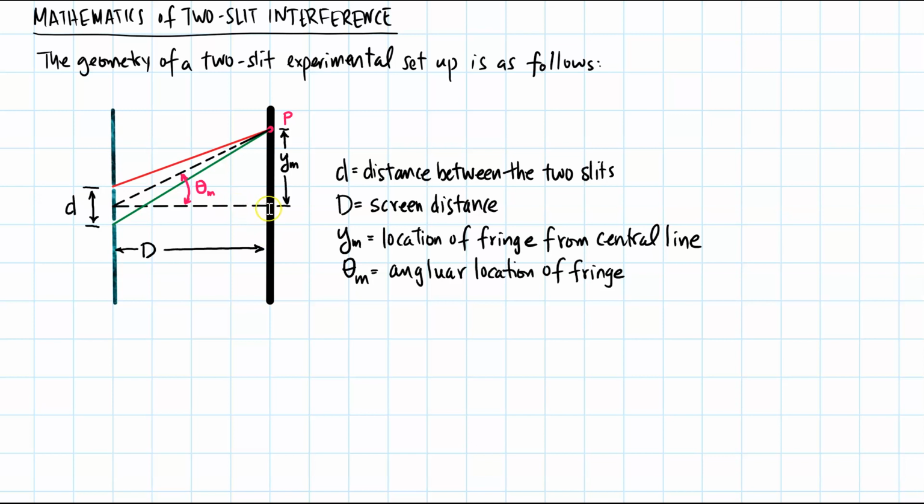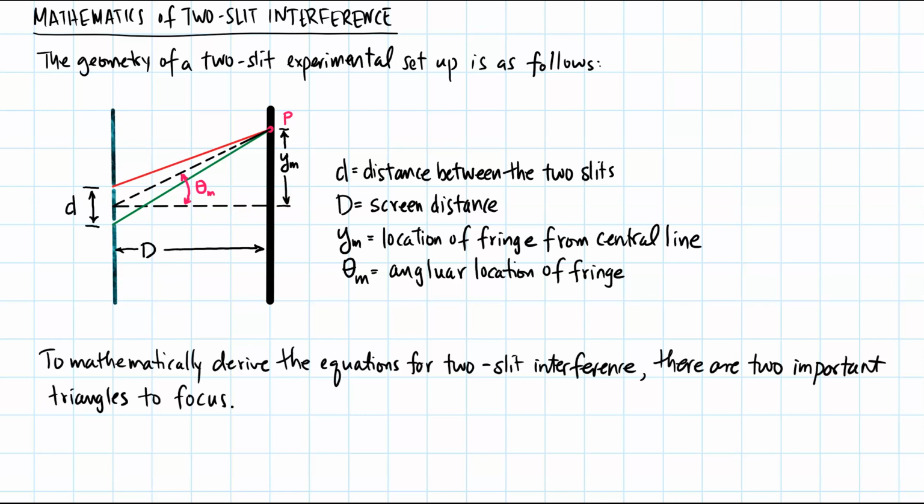And then measured from the central line is y of m, and y of m is the location of the fringe. And then finally there's this theta of m, which is the angular location of the fringe, measured of course relative to the central line.